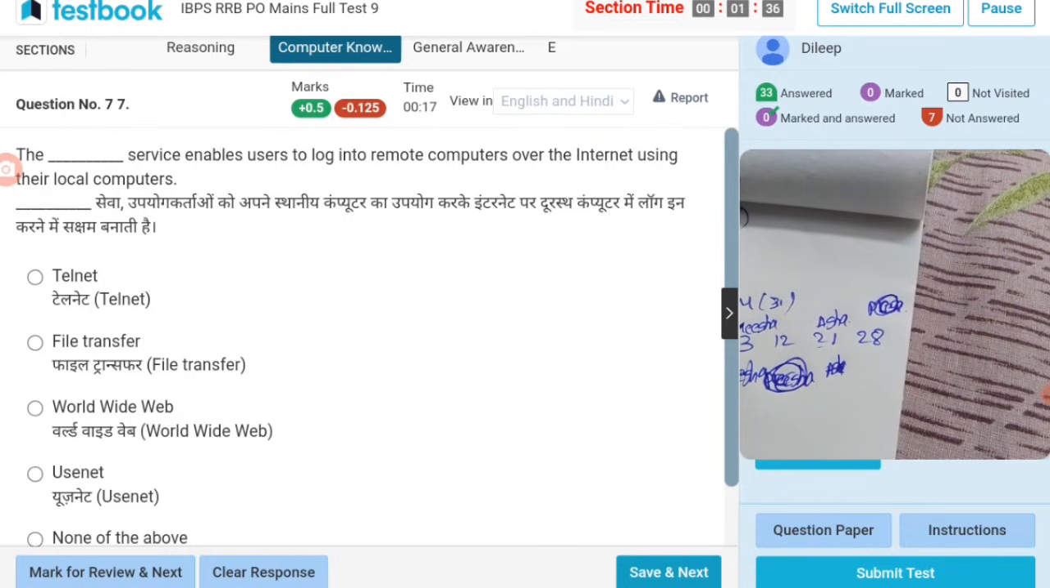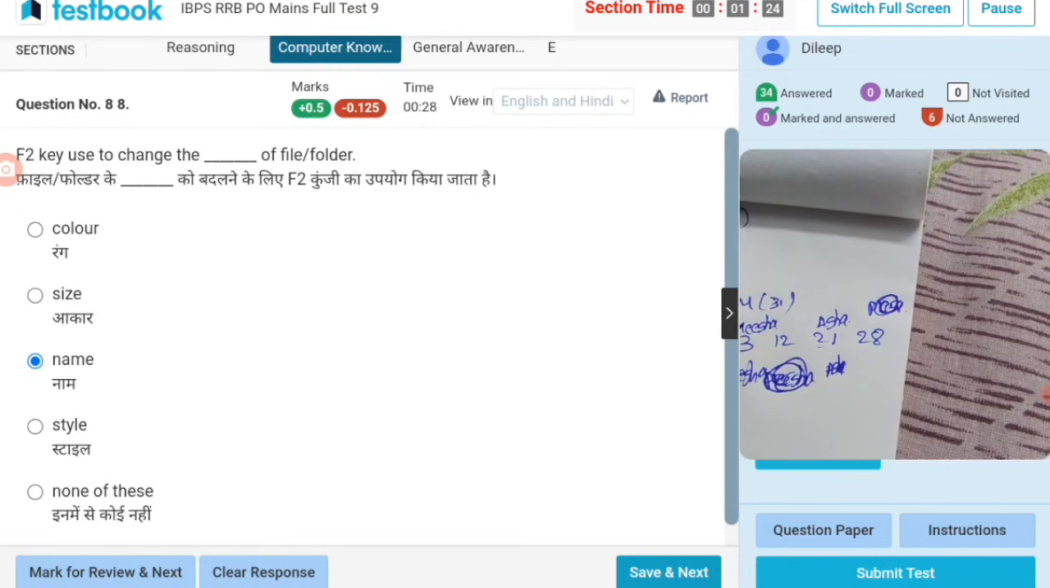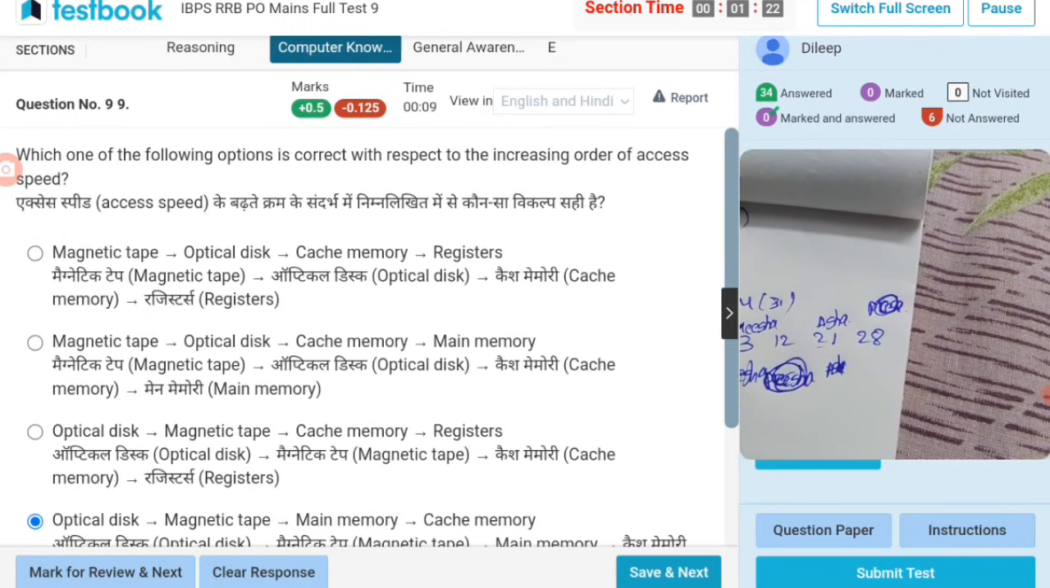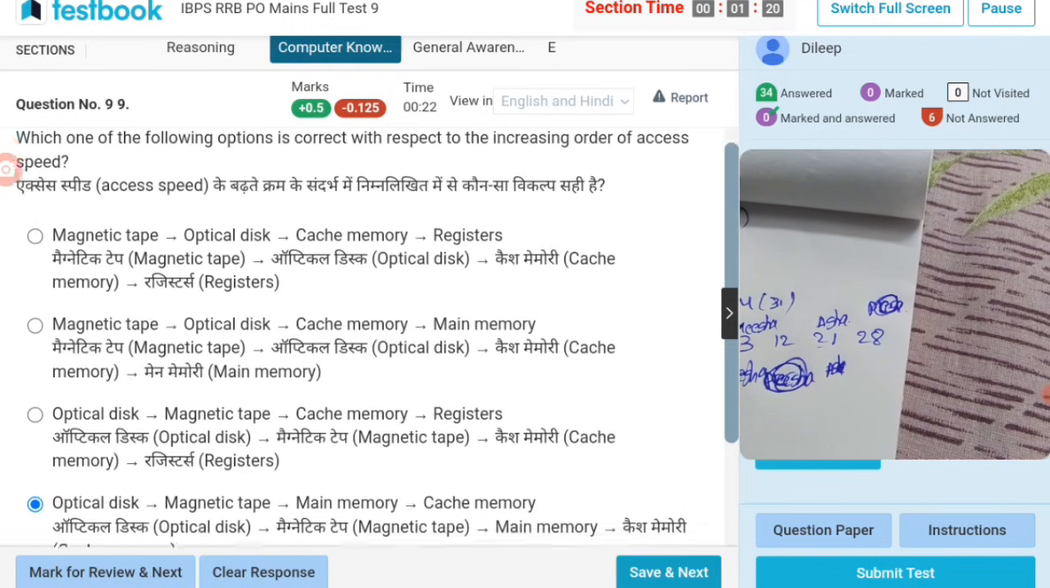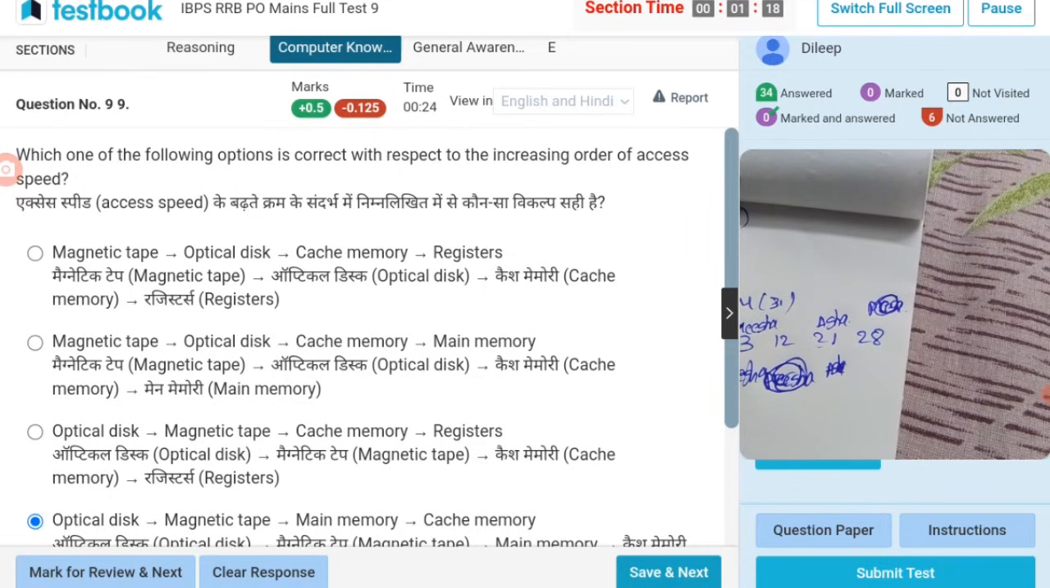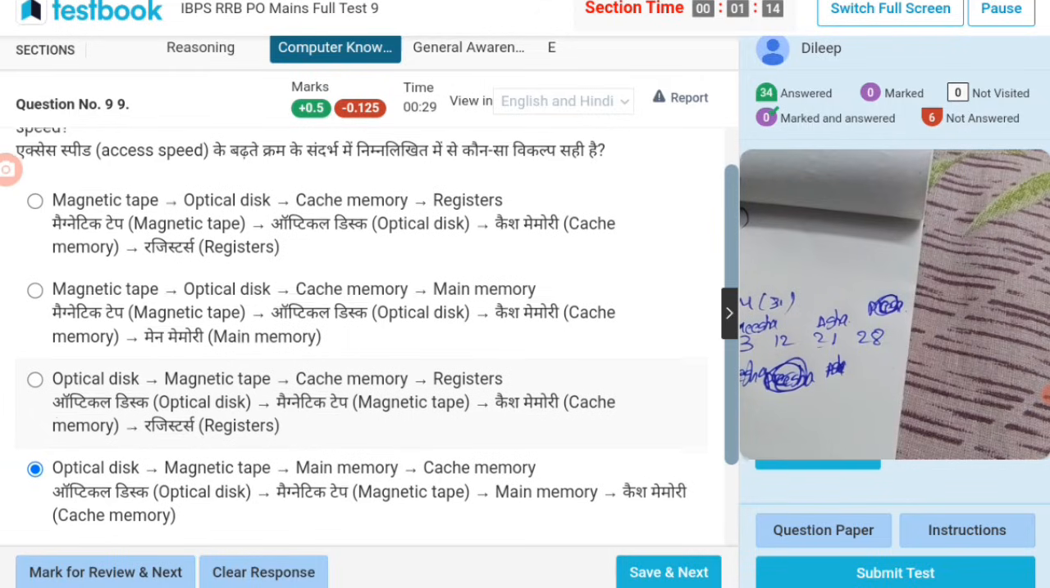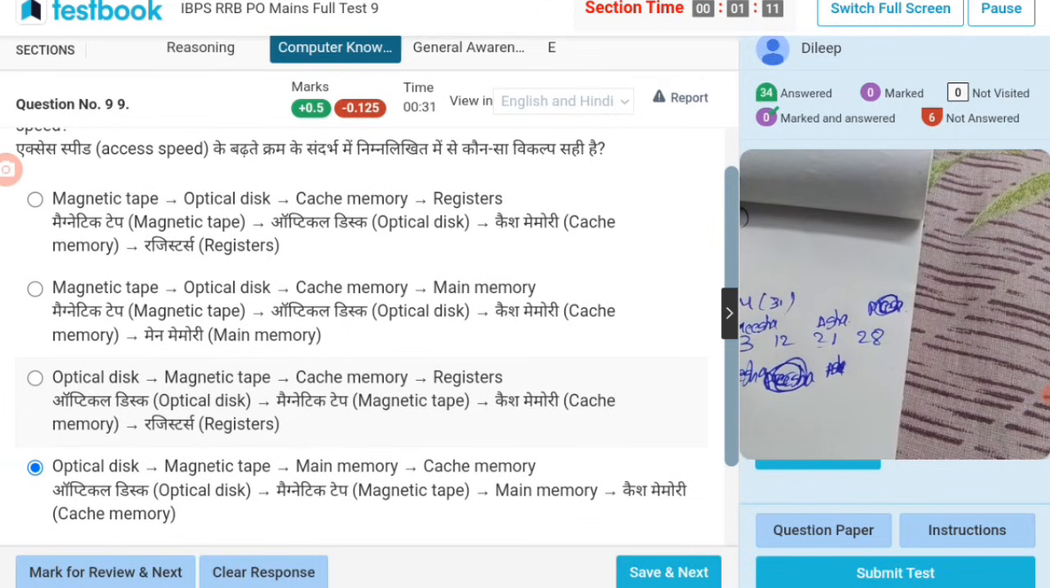The Dash service enables a user to log into remote computers over the internet using their local computers. Telnet or local computers. Which of the following options is correct with respect to increasing order of access speed? I think optical disc.